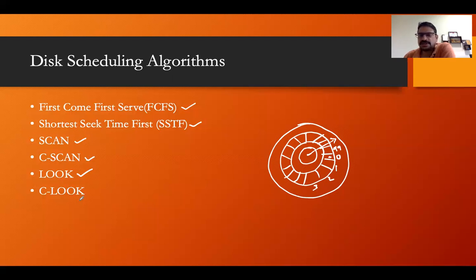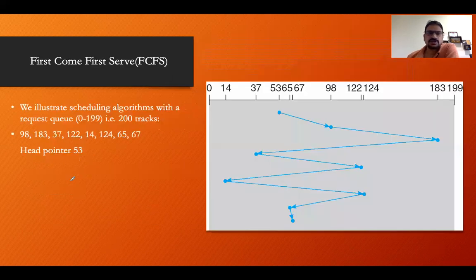So we'll see all these disk scheduling algorithms one by one, and we'll see how much seek time each takes to serve all the requests. First, the first come first serve. As I told you, if this is the queue, the starting point is 53. The sector range is from 0 to 199.